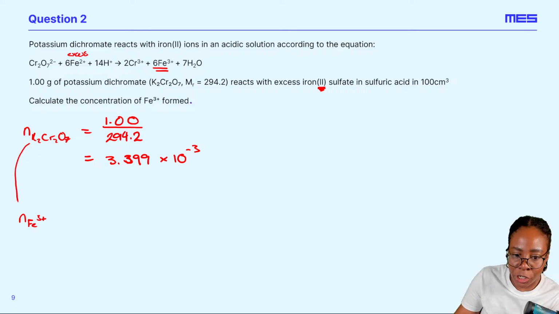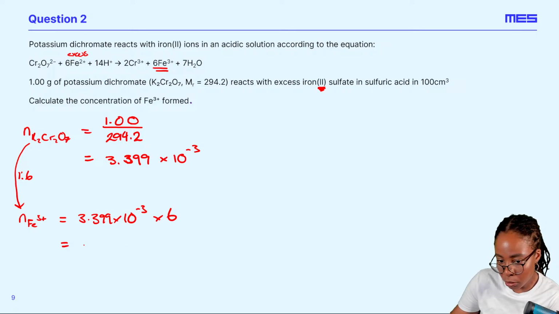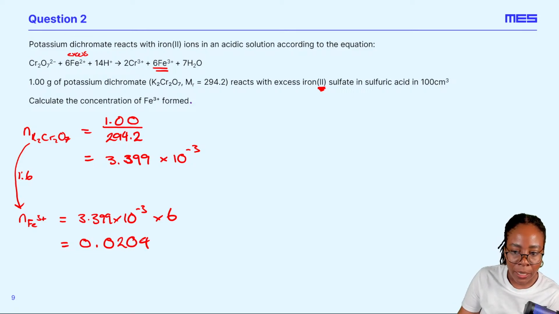We're going to look at our ratio, which is a 1 to 6 ratio. So we're going to take our moles for our dichromate. We're going to multiply that by 6. Wonderful. And of course, I'm keeping that answer in my calculator, so I'm not just writing that number down again. I'm just keeping everything as we go. And we get 0.0204. Let's do that. Okay.